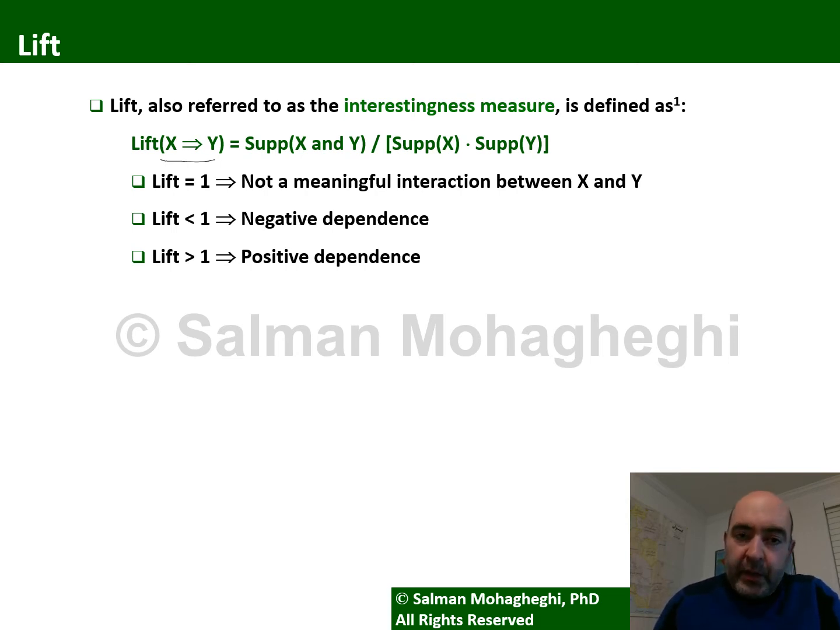If lift is 1, that means the support for X and Y is entirely defined by the marginal support for X and marginal support for Y. That means there is really not a meaningful interaction between X and Y. When lift is less than 1, that means that there's actually a negative dependence between X and Y. And if lift is greater than 1, that means the dependence between X and Y is positive. Let's see this through an example.